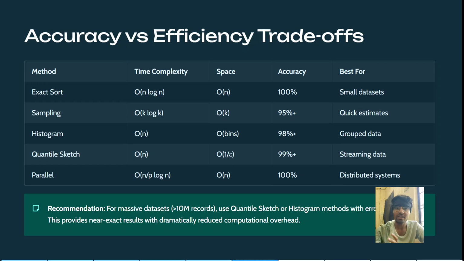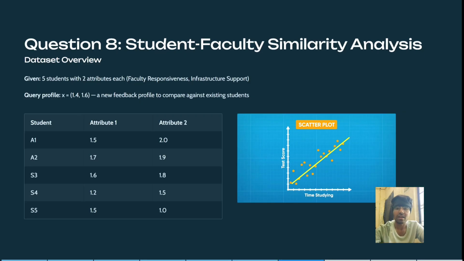So this is all about this question. Let's cover the next question. Finally, question number 8. This is a practical similarity analysis problem.